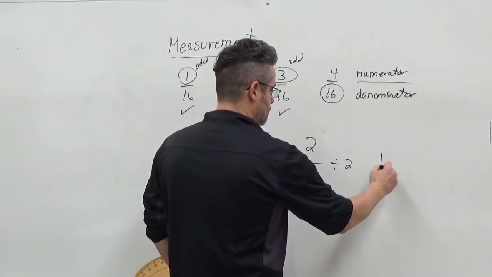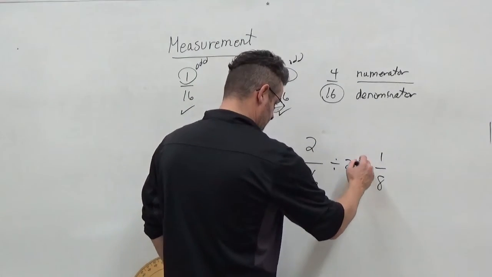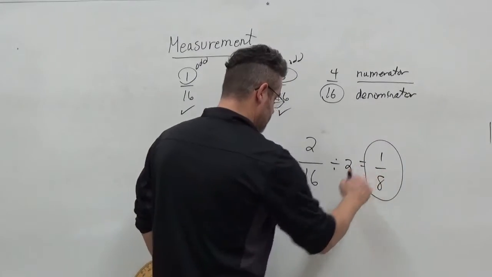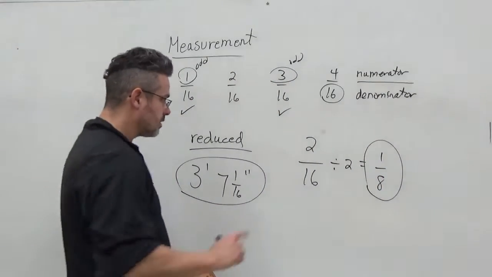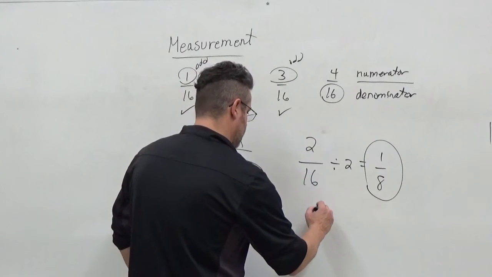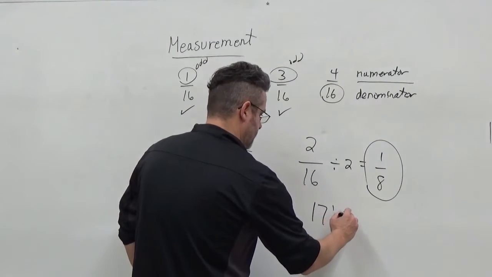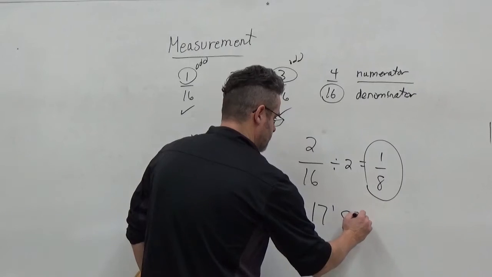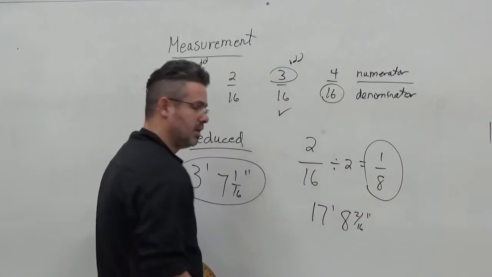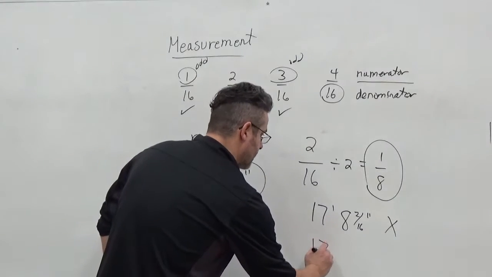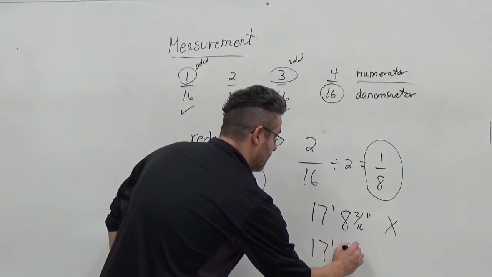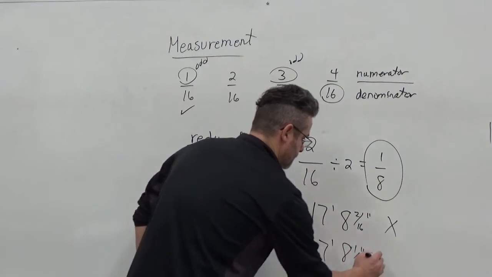So 2 divided by 2 is 1 and 16 divided by 2 is 8. So this is now our reduced fraction. So if we had a number like 17 feet 8 and 2/16 inches, I would say no, that's not quite right. You need to record that as 17 feet 8 and 1/8 inch.